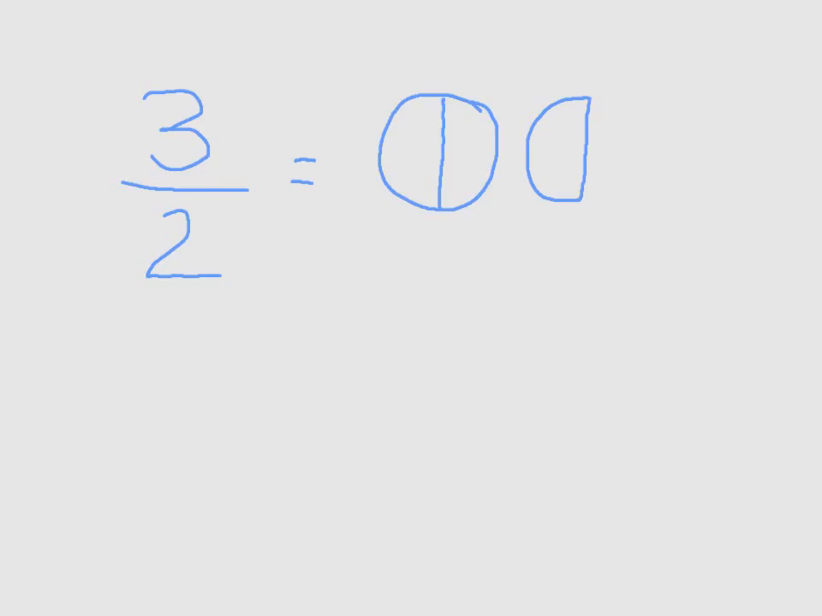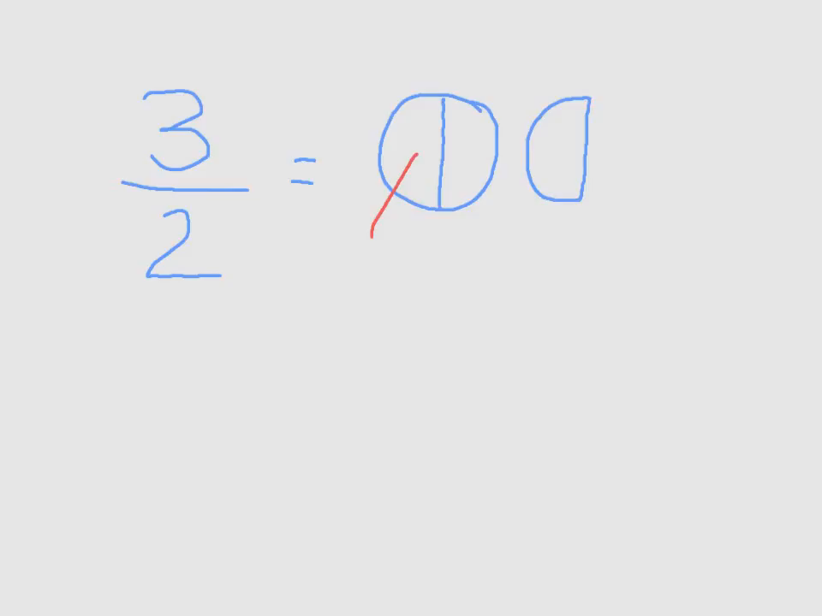An improper fraction can be changed into a mixed number. A mixed number is a number that has a whole part and a fraction part. So let's look at 3/2. How many halves do we have? That's right, we have 3 halves. You can see in my diagram we have 1 half, we have 2 halves, and we have 3 halves.